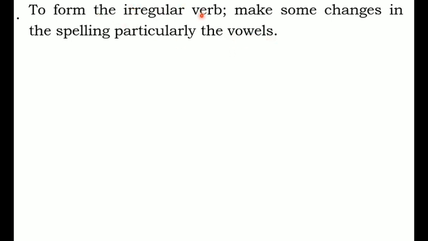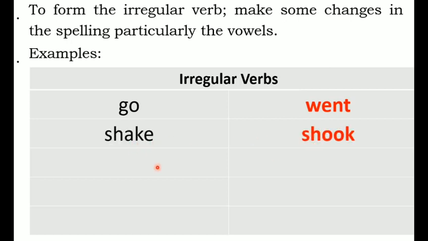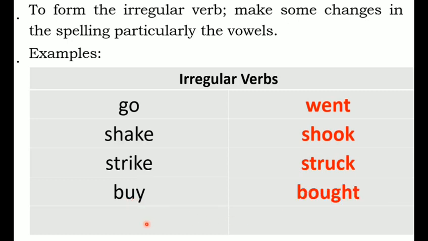Okay, pag gagawin mong past tense ang irregular verb, magbabago ang spelling. Lalong-lalo na yung mga vowels. Alright. Examples. Go will become went. Shake will become shook. And then strike, the past tense is struck. By the way, this is the past tense, this is the present tense of irregular verbs. And then buy will become bought. And then beat will become beat.